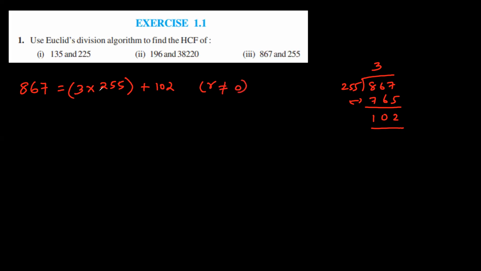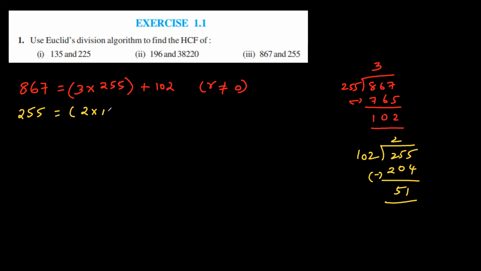The next step, whatever we had in the divisor, that will be in the dividend. Whatever we had in the remainder, that will be the divisor. So 255 and 102. Now we multiply with 2, that will be 204. When we subtract, we get 51. Quotient is 2, divisor is 102, remainder is 51. And now we are not getting remainder as 0.